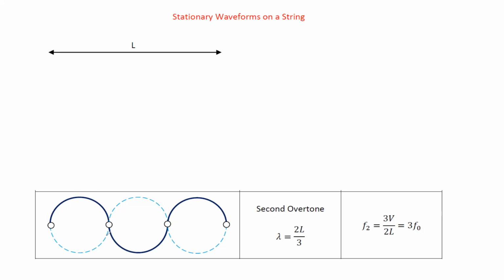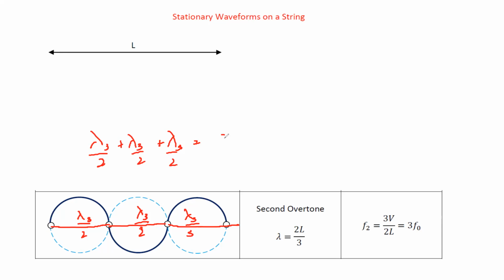So this is one complete wave. This one is lambda by 2, lambda by 2, lambda by 2, and it is three loops, so I'm saying 3 lambda by 2. The 3 is not a multiple, it's just representing the number of loops. So the total will be lambda 3 by 2 plus lambda 3 by 2 plus lambda 3 by 2. When we simplify, it will be 3 lambda 3 by 2.